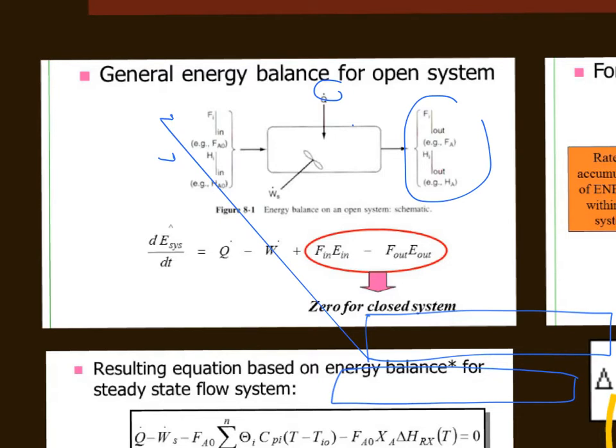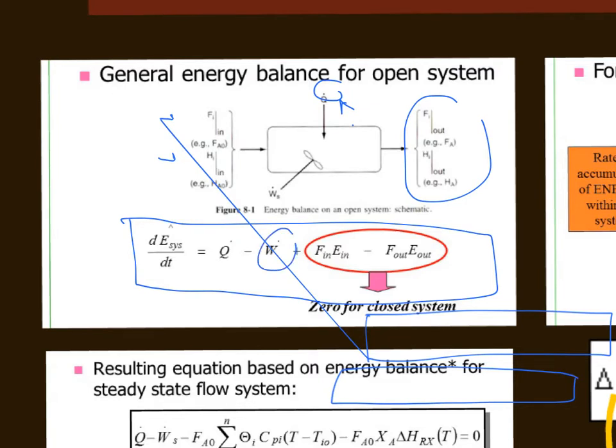In terms of the energy balance, it is given as dE over dt equals Q minus the work being done plus the sum of F times E in minus F out E out. But for a closed system, this term becomes 0.